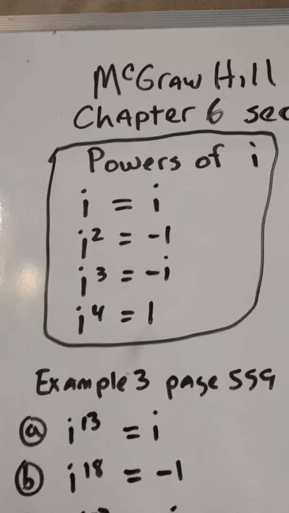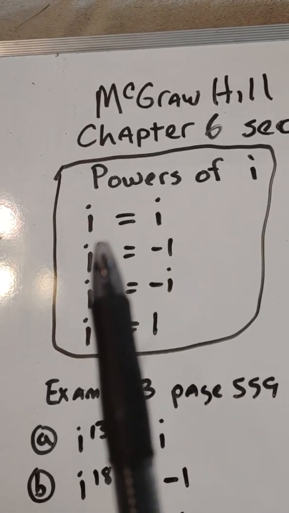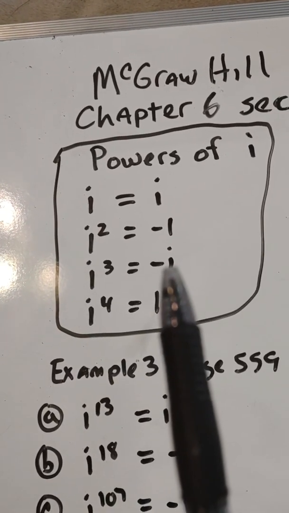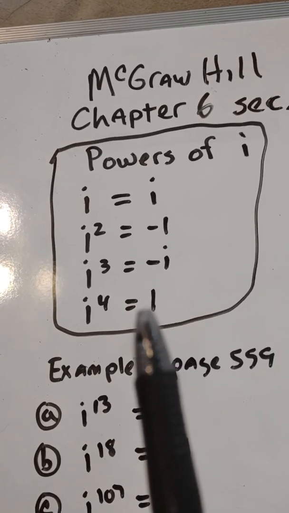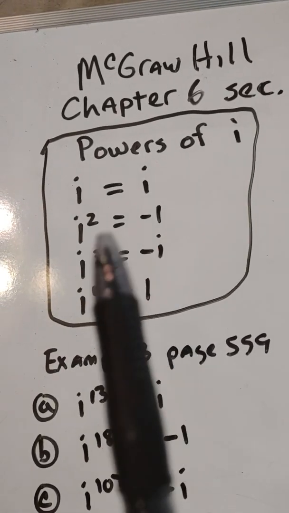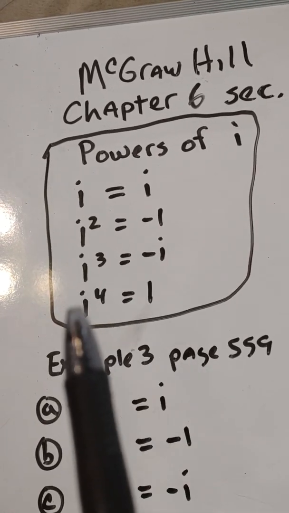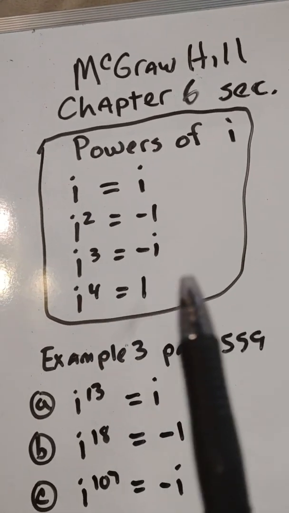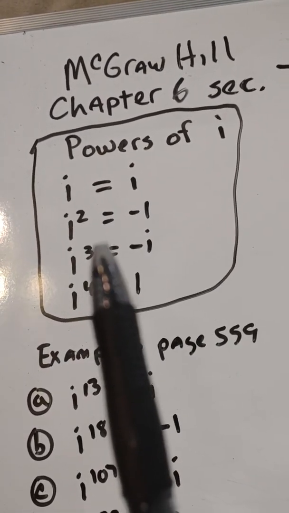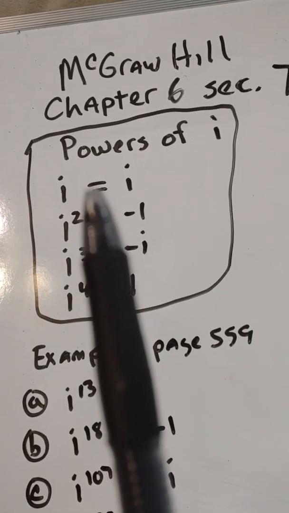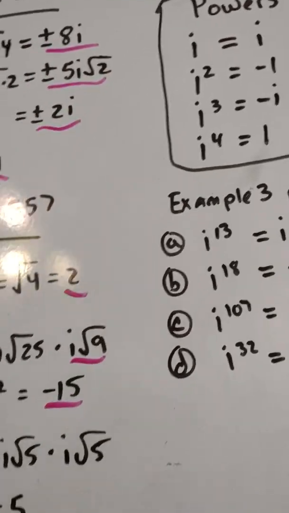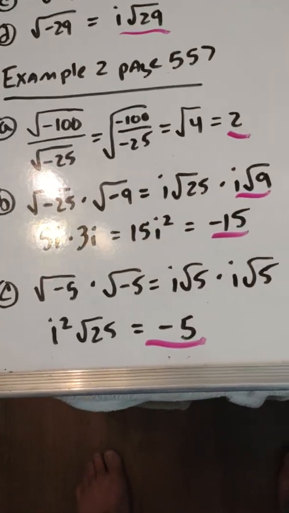Make sure you understand the powers of i. On the powers of i, the first power is i, the second power is negative 1, the third power is negative i, the fourth power is 1, and then it repeats itself. So i to the fifth would be i, i to the sixth would be negative 1, i to the seventh, negative i, i to the eighth, 1, and then it repeats itself again. So all you have to do is really divide by 4, and whatever remainder you have, if you have a remainder of 1, it's here, remainder of 2, remainder of 3, remainder of 0, I'm sorry.